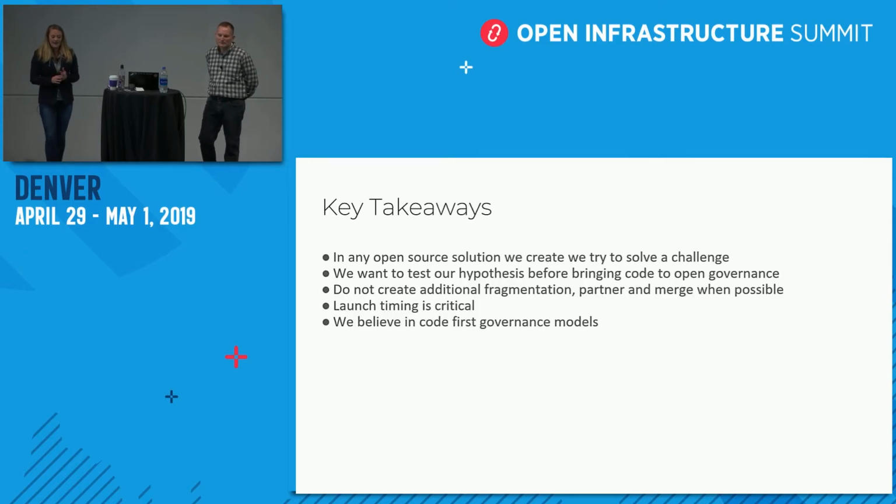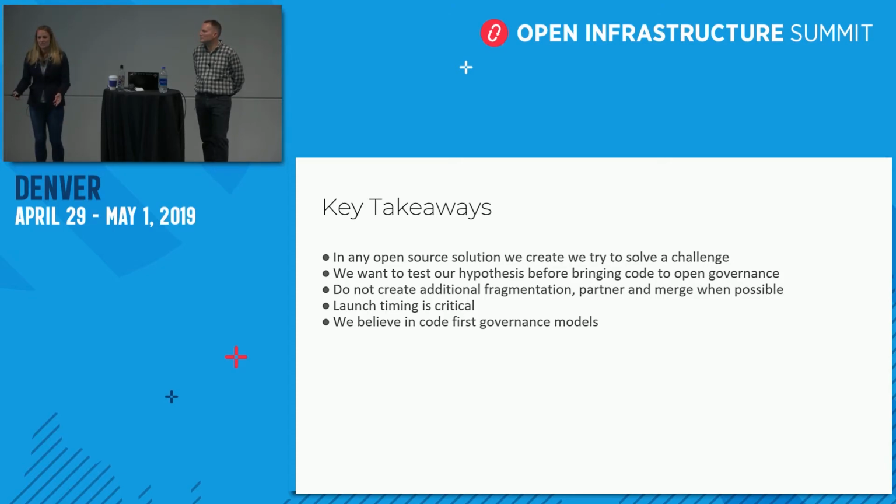So, in wrapping things up, in any open source solution that we create, we try to solve a challenge, or create a new innovation. And part of why we do open source first, before a lot of times we move to open governance, is because we want to make sure that we've tested and made sure that this is actually a viable challenge to solve, and that the industry actually values what we're putting out there.